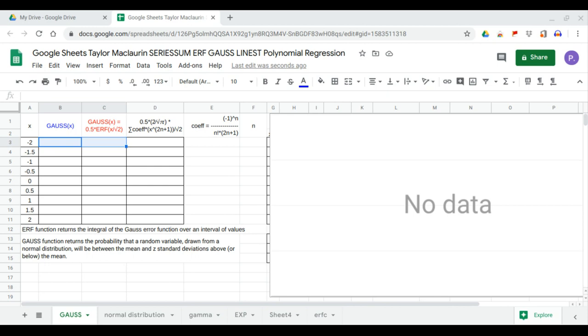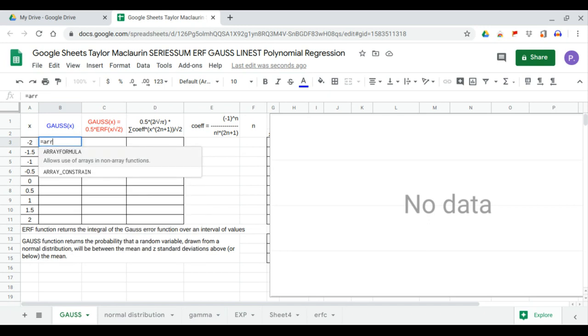In this video, we will show the dataset for the Gauss function and regress it to the linear polynomial regression to the 8th degree. We will also generate the expansion using SERIESSUM. It's the Taylor Maclaurin Series expansion. Let's generate the Gauss function itself. So array formula, Gauss function of the x values.